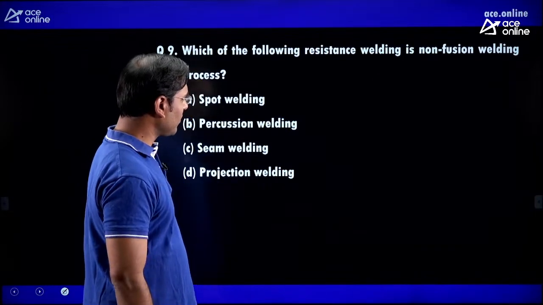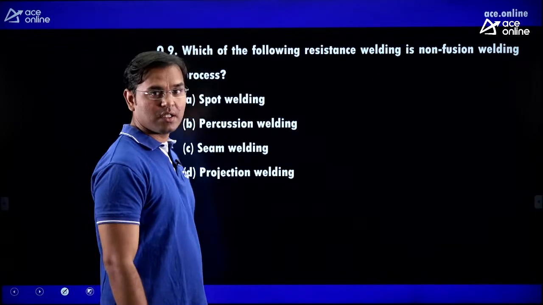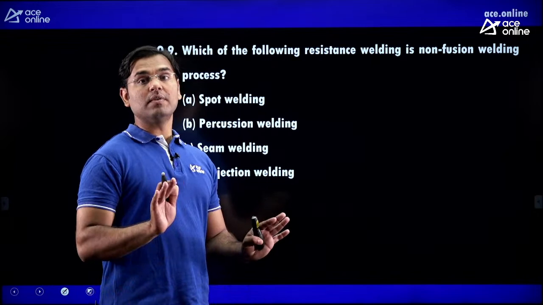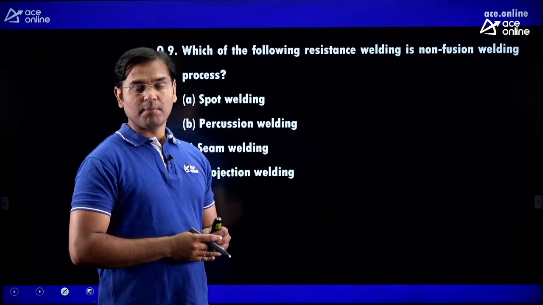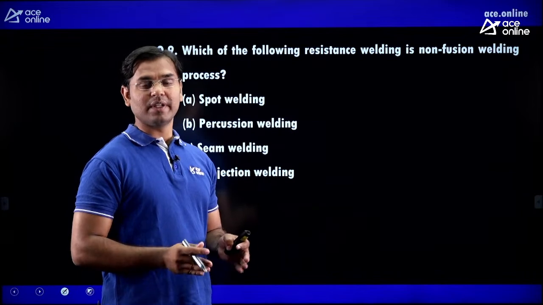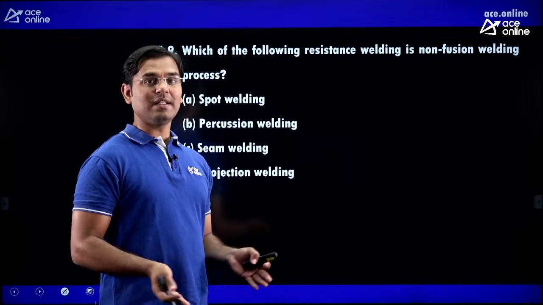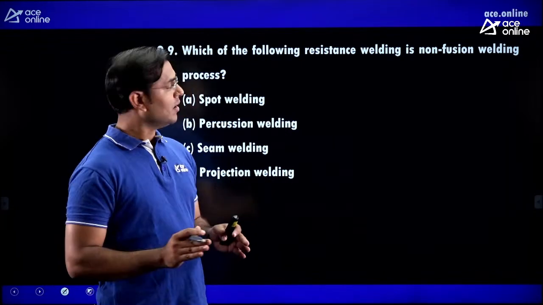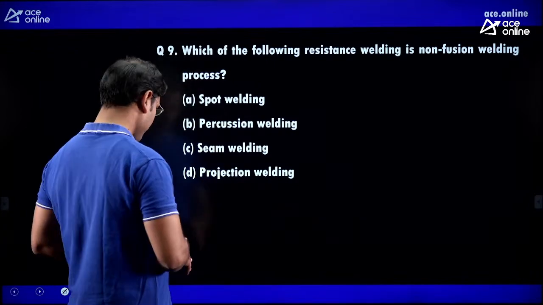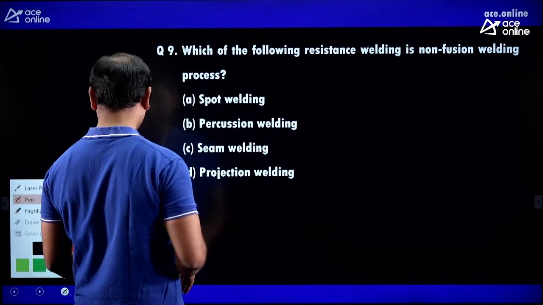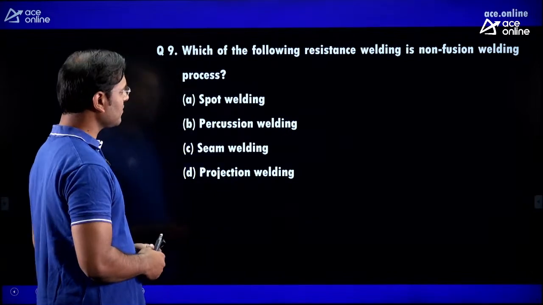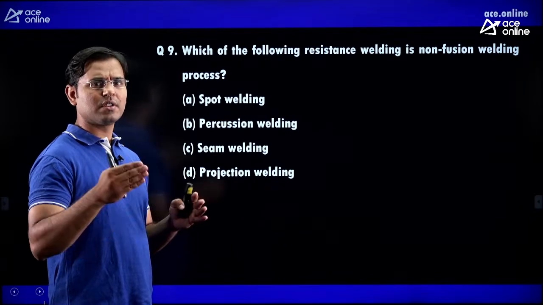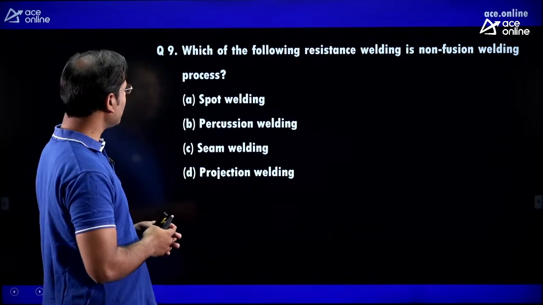Which of the following resistance welding is a non-fusion welding process? Guys, resistance welding is a fusion welding process. By melting the edges of the parent material, we can produce the joint, and that is known as fusion welding. But out of resistance welding there is one method which is a non-fusion welding method, and for most of the videos I am taking this question because it is very important.